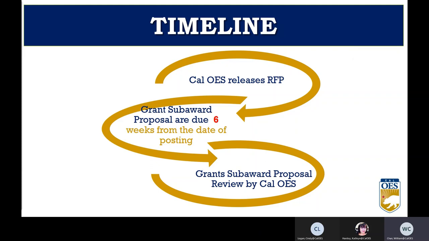CalOES released the Listos California CERT Support Grant Program request for proposal on February 8th. And applicants have approximately 6 weeks to put the proposal packet together from that date. Once complete, applicants will need to email a copy of the proposal packet to the Listos Grants Unit at listosgrants@caloes.ca.gov.